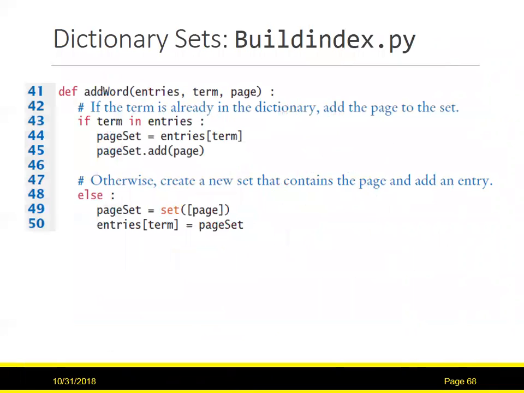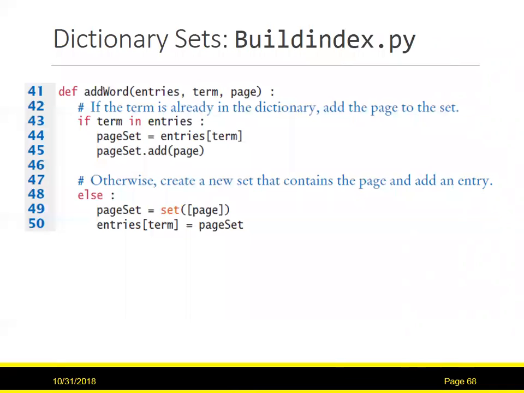And I believe entries is the dictionary. Okay, so, oh, okay. This is where we're creating the set. So if the set doesn't already exist, we create the set and we put it in the dictionary we created.